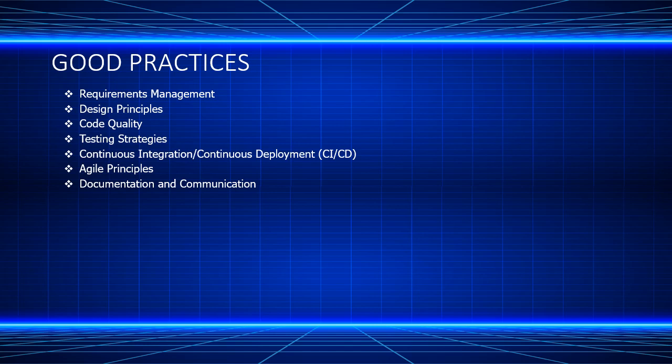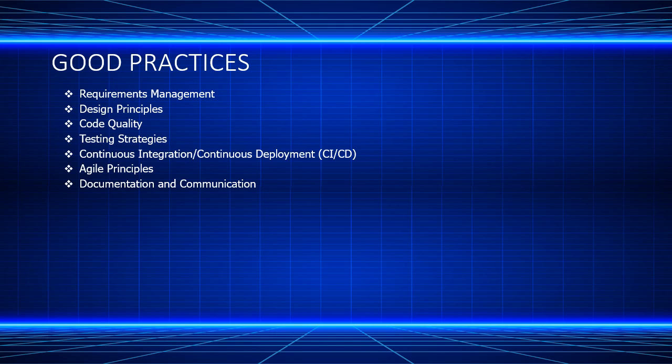Regularly review and validate requirements with stakeholders to ensure clarity, accuracy, and completeness. Design principles. Follow design principles such as modularity, encapsulation, and separation of concerns to craft robust, scalable, and maintainable software architectures. Document design decisions and rationale to foster understanding and collaboration among team members.